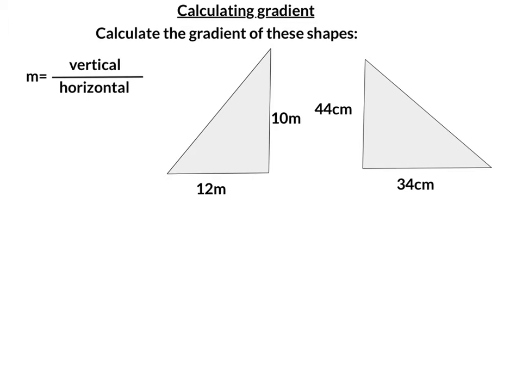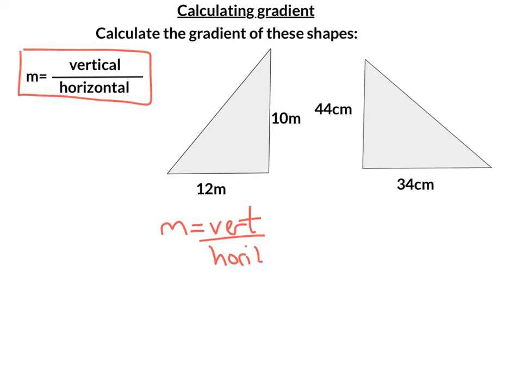In this video we're going to calculate the gradient of these shapes using this formula here. M stands for gradient, and then we've got vertical distance over horizontal distance. So for this first shape, I'll write out my formula, slightly shortened: m equals vert over horiz. Now I substitute in my values.